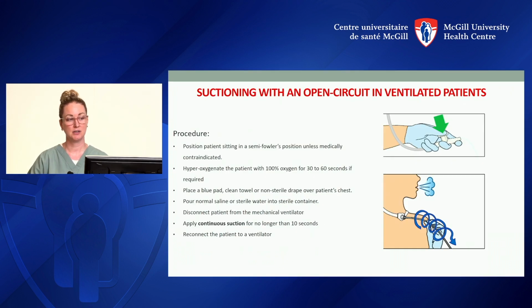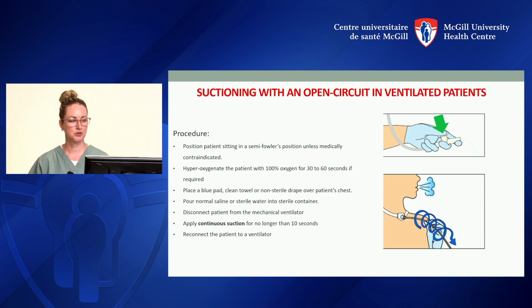So that was suctioning a patient with an open circuit who was non-ventilated. For suctioning with an open circuit for a ventilated patient, the technique is pretty much still the same. Really, the only extra thing you need to add is a blue pad or a PK or a towel over the patient's chest so that when you disconnect the ventilator, you place it there, and then the same technique applies to what I had just explained in terms of inserting the catheter, applying the continuous suctioning, and pulling out.